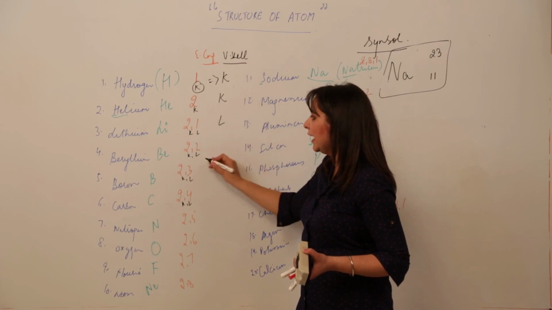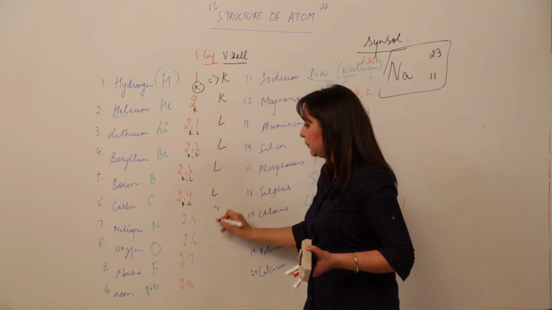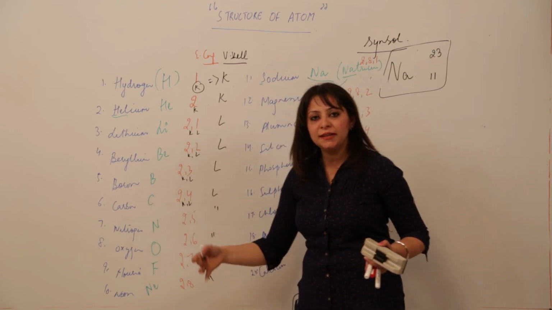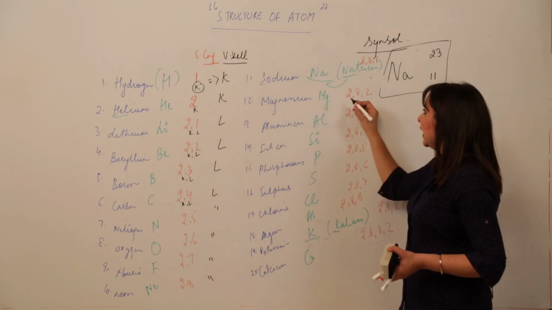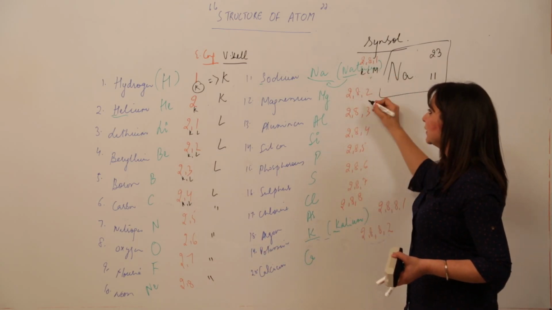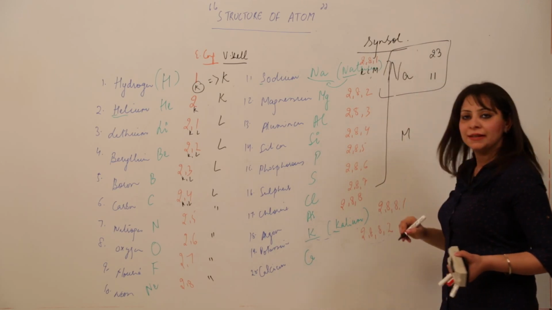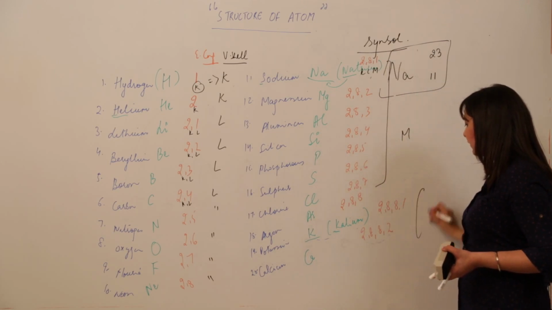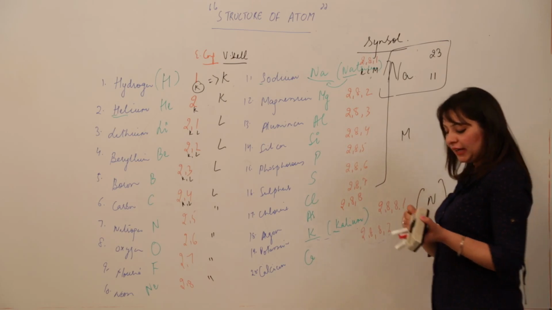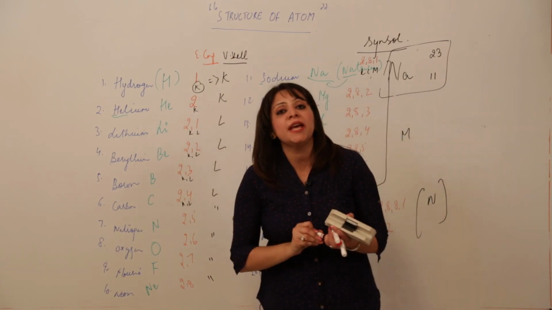Similarly, for these it is L, because two shells are present and the last shell is always L. And for the ones with 3 shells, up to here, the valence shell is M. And in this case it is N. So the valence shell indicates actually the last shell of an atom.